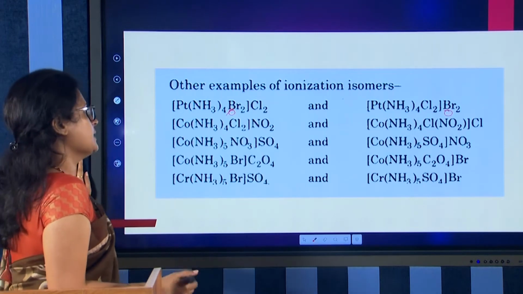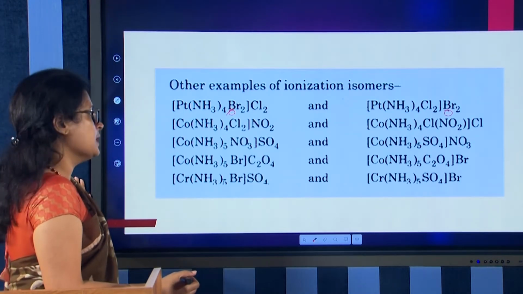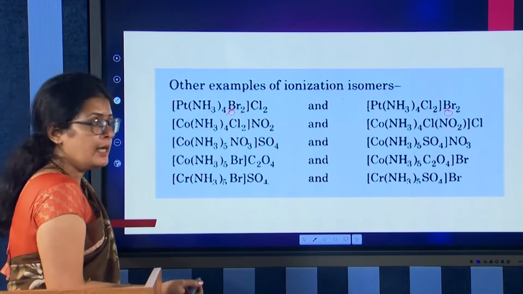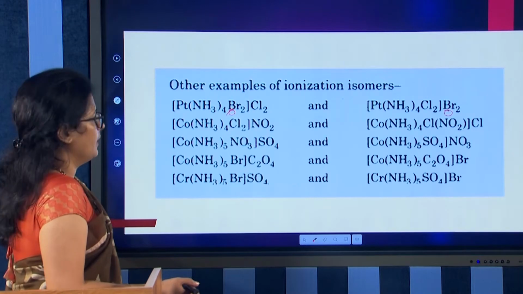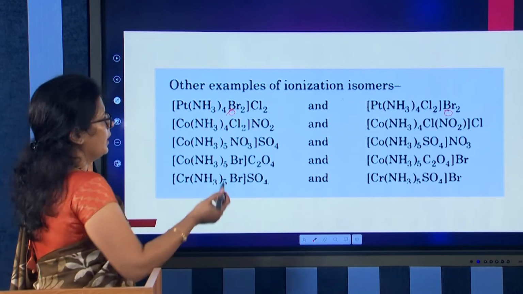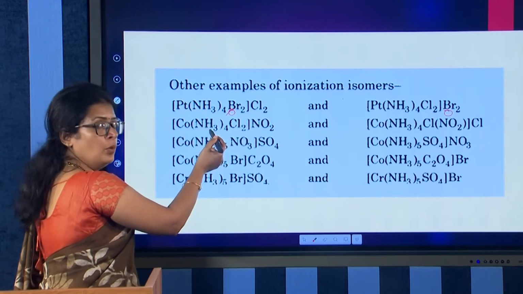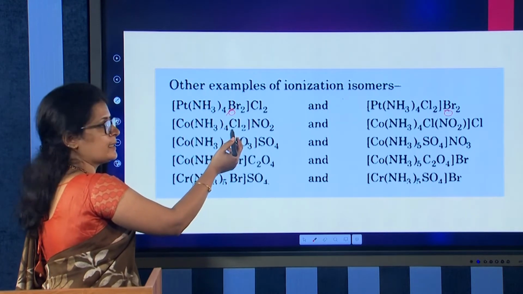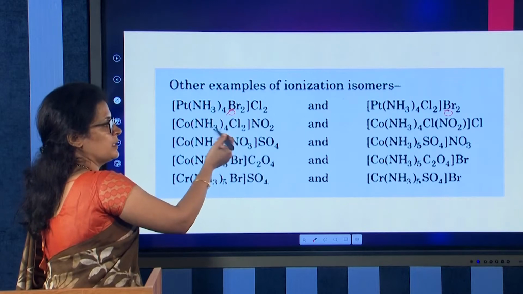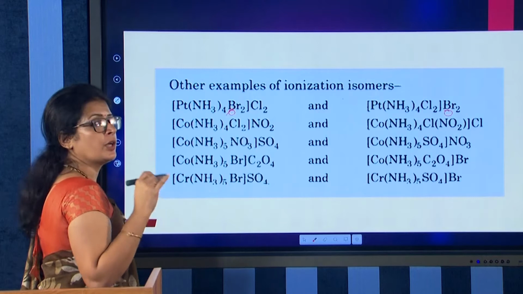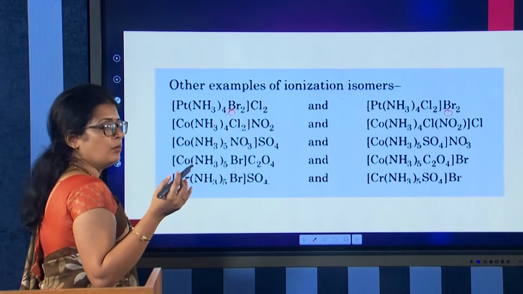The second example is [Co(NH3)4Cl2]NO2 and [Co(NH3)4ClNO2]Cl. What is the difference? In the first example, you can see that 4 ammonia ligands are there, and 2 chloride ligands. These are acting as ligands. NO2 is outside the coordination sphere. It is not a ligand, it is just a counter ion.